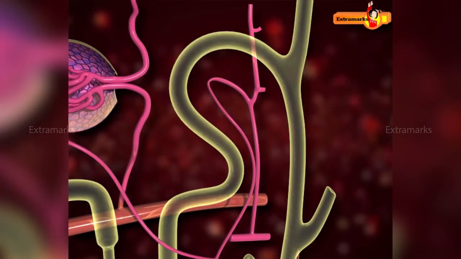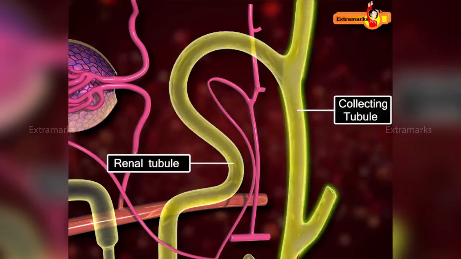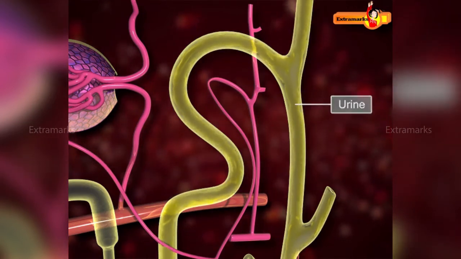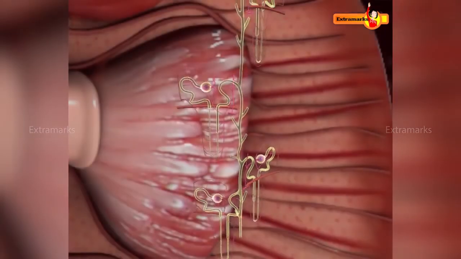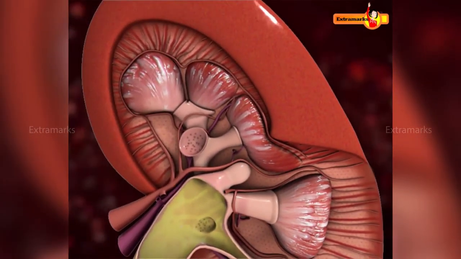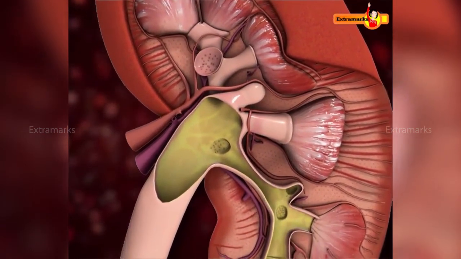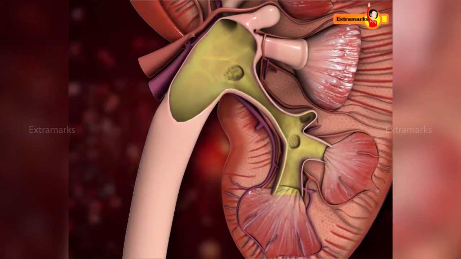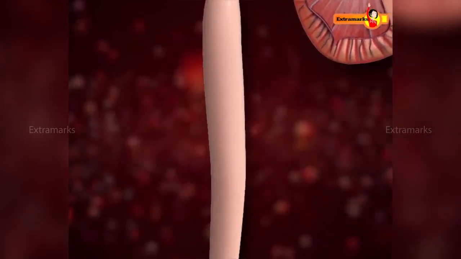Finally, tubular fluid leaves the renal tubule and goes to the collecting tubule or collecting duct. At this stage, the tubular fluid becomes urine. The collecting tubule receives tubular fluid from numerous nephrons. As the fluid moves along the collecting tubule, it becomes more and more concentrated due to reabsorption of water into the bloodstream. Lastly, the concentrated urine enters the bladder through the ureter and exits through the urethra.